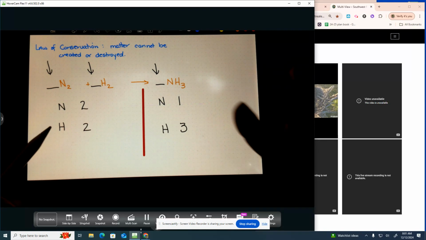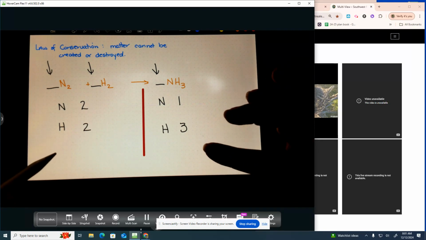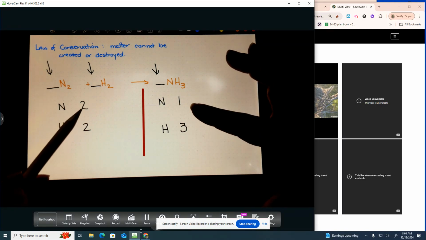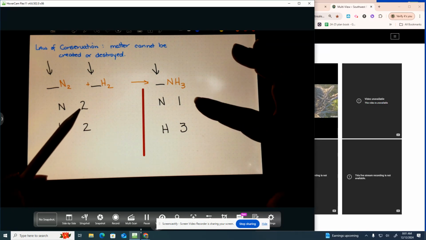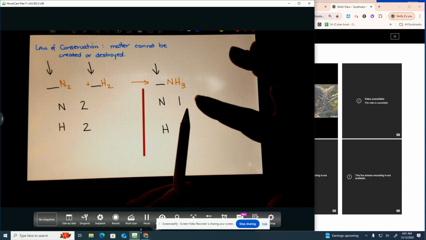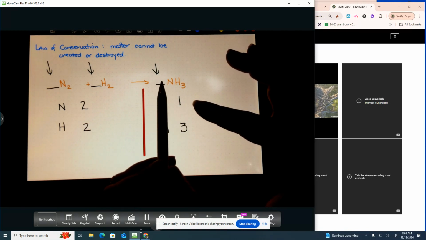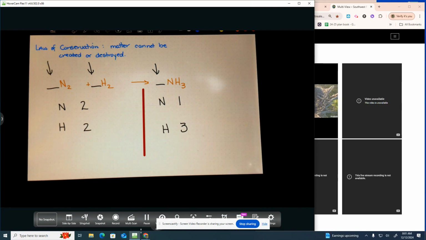Always leave your H's and O's for last. So H's are going to be last in this case. We're going to work on the N's and get them to balance. Look at these 2 numbers, 2 and 1. Which number is lower? 1. 1 is on the product side. Because it's on the product side, the N on the product side is what we are working on.